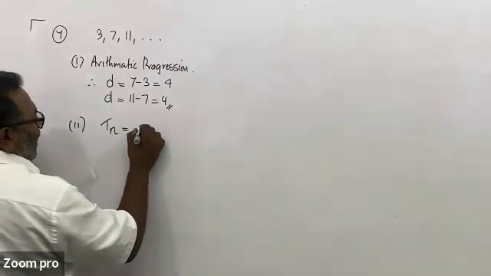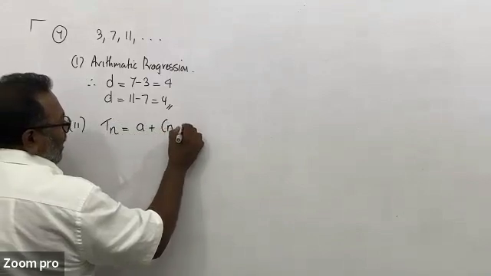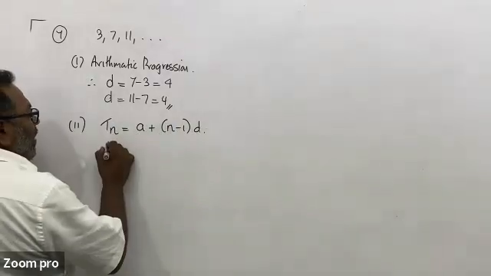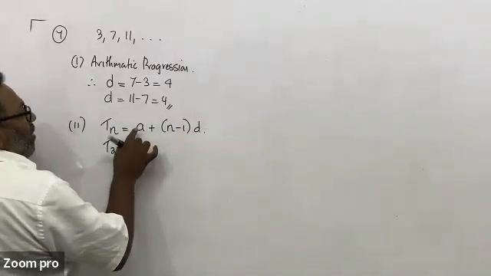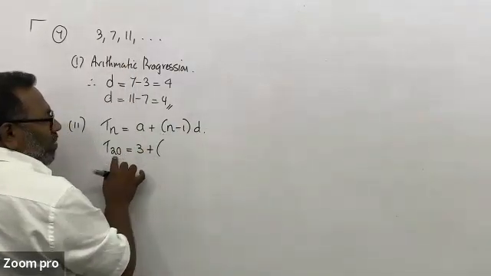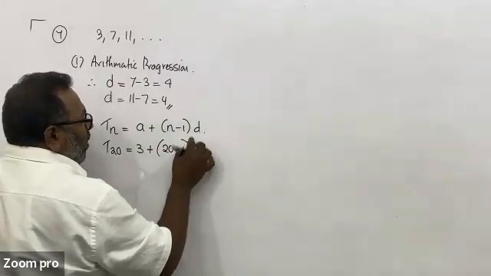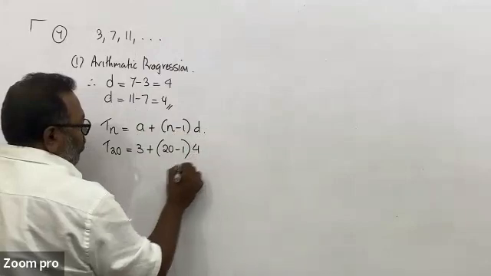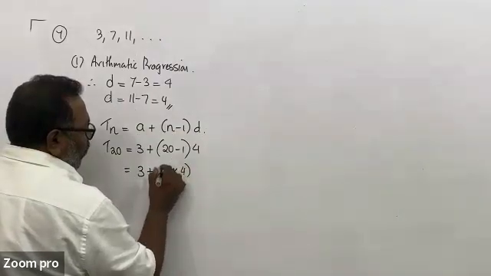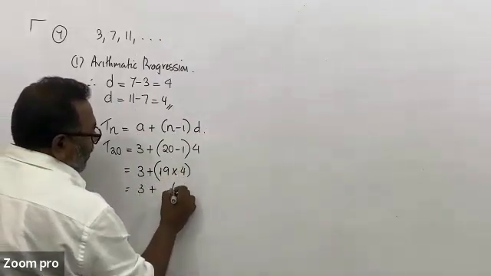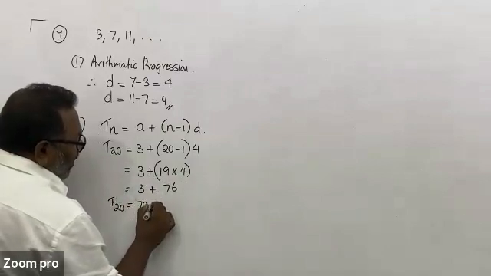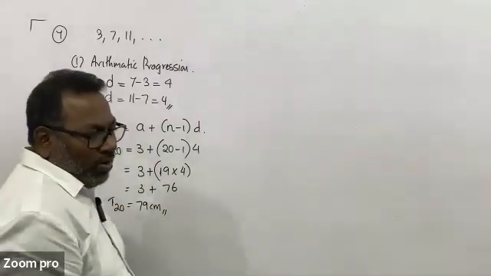What is the general term? Tn is equal to a plus n minus 1 times d. They want you to find the 20th ribbon, how long it is. a is your first term, so that is 3. n is your term number, which is 20. d is your common difference, which is 4. So 3 plus 20 minus 1, that is 19, into 4. So 3 plus 76. So your 20th term is 79 centimeters long.